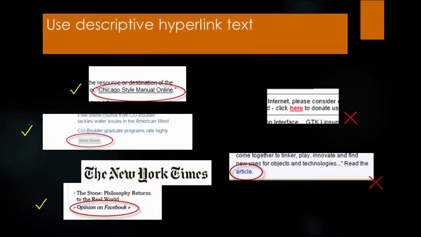Use descriptive hyperlink text. Use hyperlink text that makes sense on its own and describes the resource or destination of the hyperlink. For example, read more about course requirements or Chicago Style Manual online. Vague hyperlinks such as click here or more do not provide clear information for screen reader and screen enlargement users who may listen to or view hyperlinks out of context.